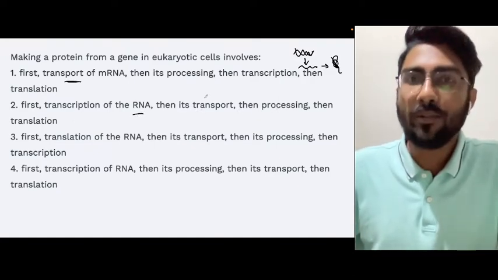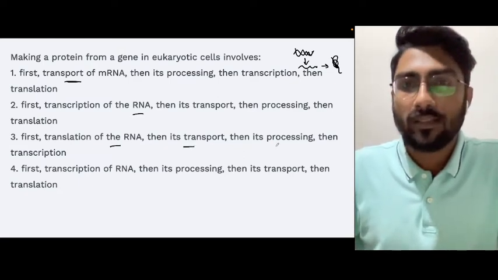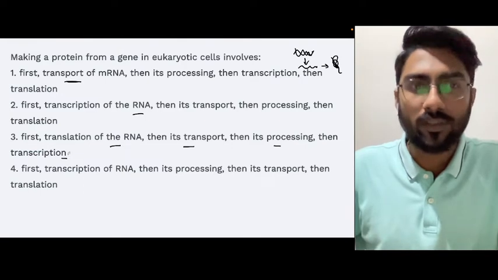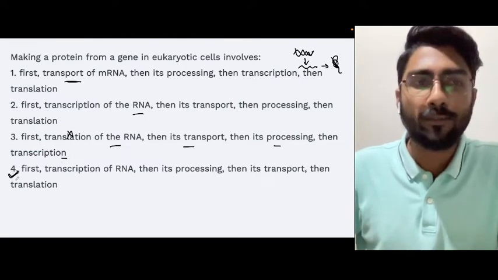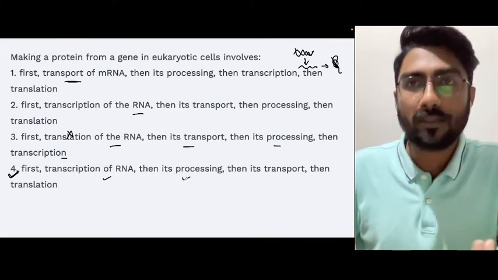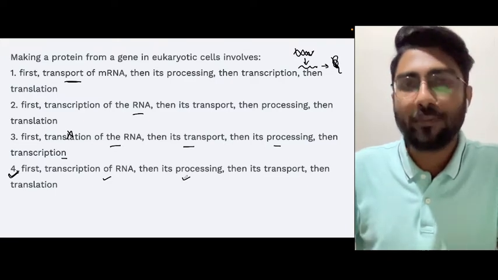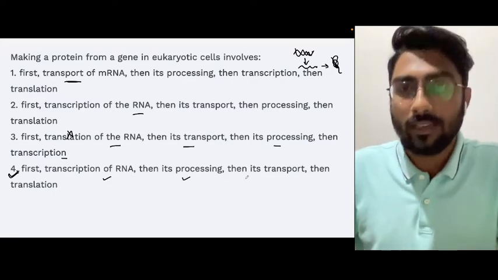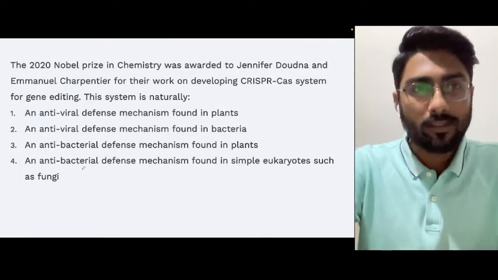No, the processing will occur first. First, translation of the RNA, then its transport, then its processing, then transcription. Translation will occur in the last position. So we'll get the 4th one only. First, transcription of RNA, correct. Then its processing, yes, the splicing, the modifications, 5' modification, 3' modifications, then its transport, yes, then translation. So this is the correct sequence.